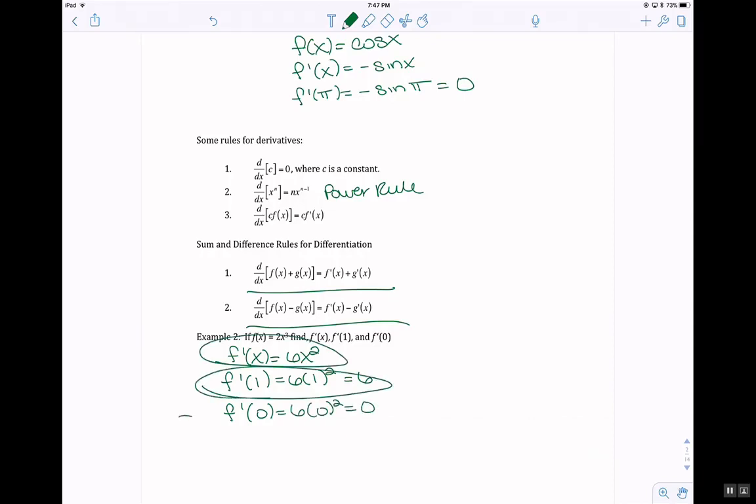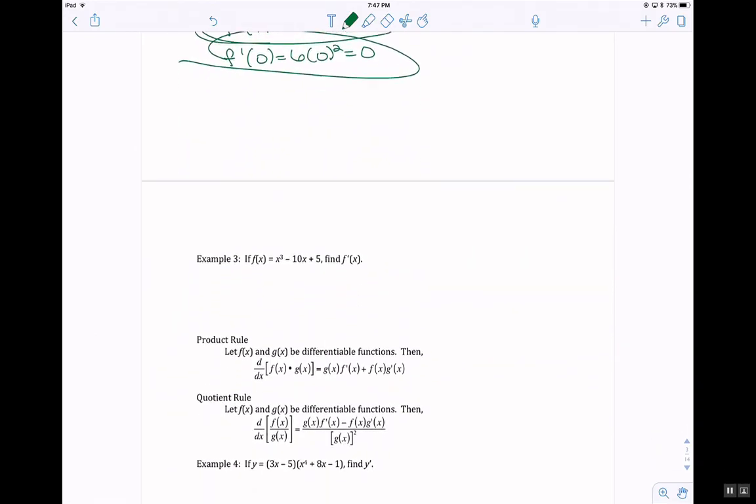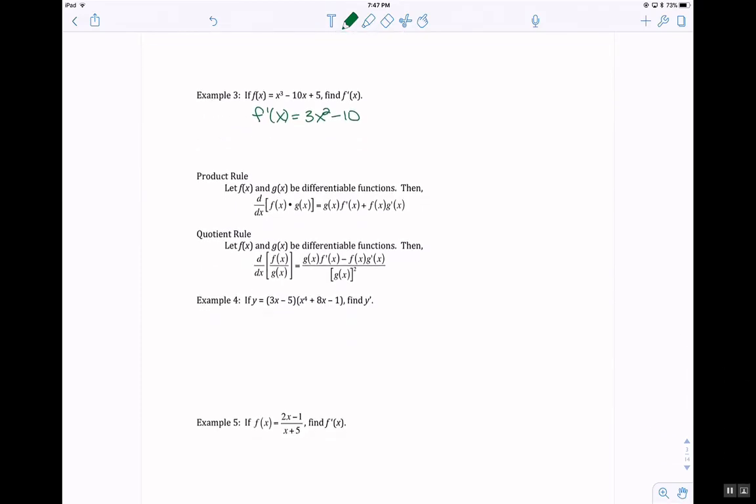Looking at example 3, derivative again, power rule, 3x squared minus 10. Product and quotient rule, we've done before. Second times the derivative of the first plus the first times the derivative of the second is product rule. And then this is like your low d high minus high d low over low squared. And that's quotient rule.